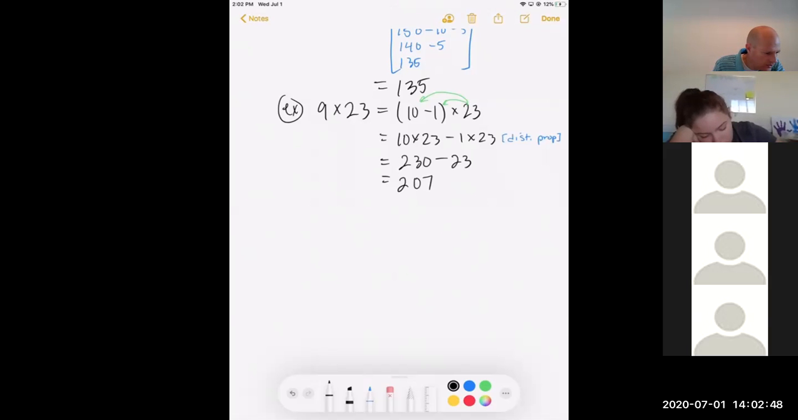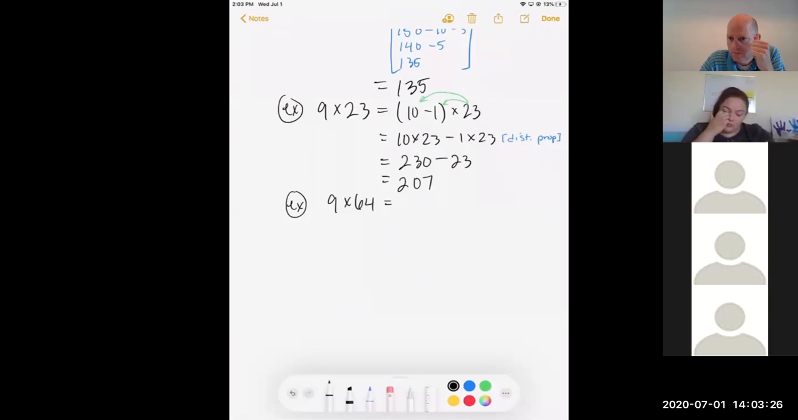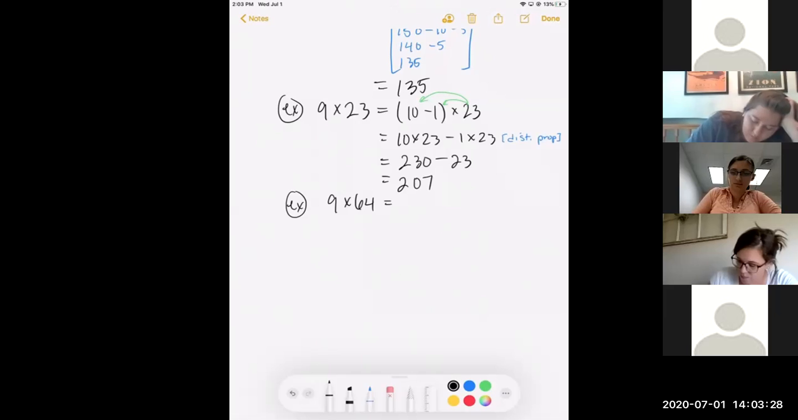Let's see, let's try another example. This one's going to be a little bit trickier in the subtraction part. So we're going to do 9 times 64. Okay, so using that same method, 9 times 64. Okay, so good job for Tracy and Marley.